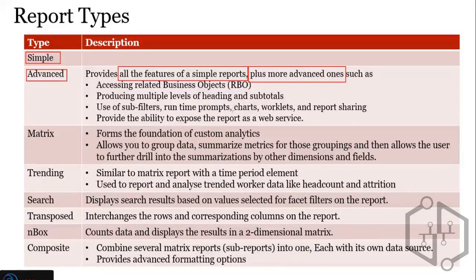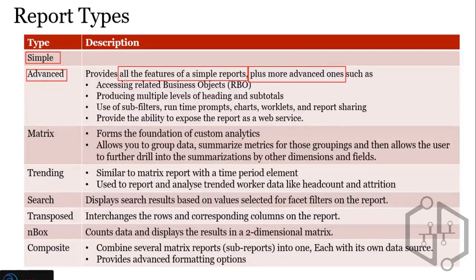So everything that you can achieve with a simple report can be achieved through an advanced report. Plus, it gives you a lot of advanced options. So for example, when you create a simple report, you can only get data from one business object. What is a business object? I'll talk about that in detail in our subsequent slides. So in a simple report, you can only get data from one object.